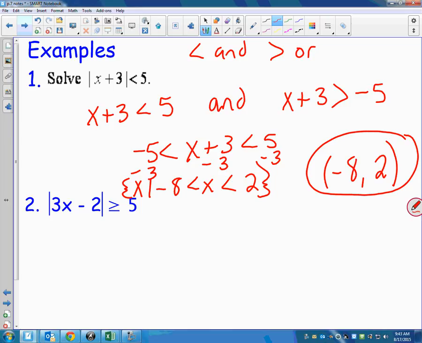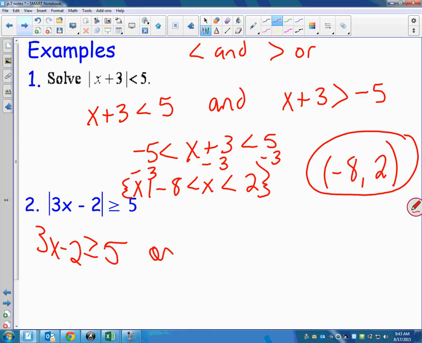Again, I kind of have drilled in my head, less than and, greater than or. So I know right away that it's an or statement. And when it's an or statement, they don't overlap. So when it's an or statement, you really do just have to solve two separate problems. Same rules as up here. Greater than or equal to 5.